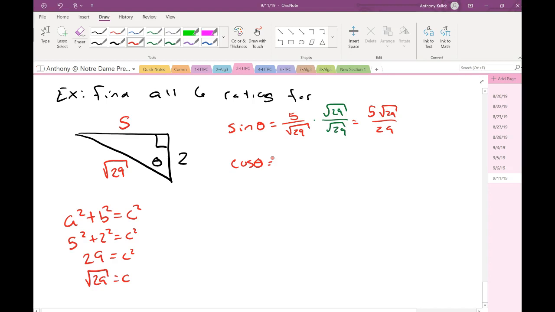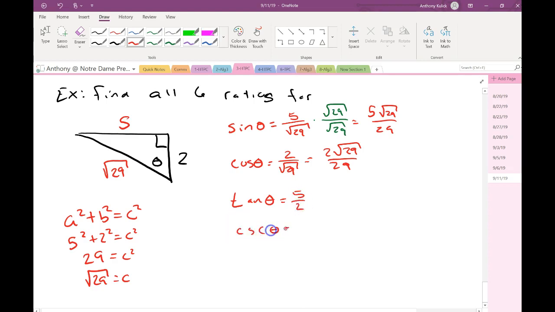What is cosine of theta going to be? 2 over square root 29, but really we're going to write that as 2 square root 29 over 29, because we're going to rationalize the denominator again. I'm going to skip showing the work when it's obvious how to do it. Everybody's okay with me doing that? Good. This is the honors class. You should be. Good. And then tan of theta is 5 over 2.